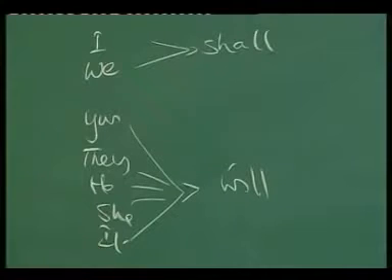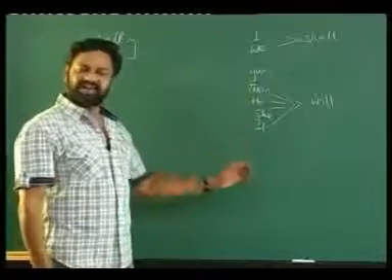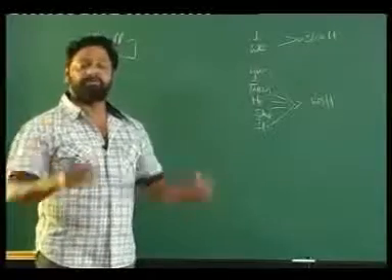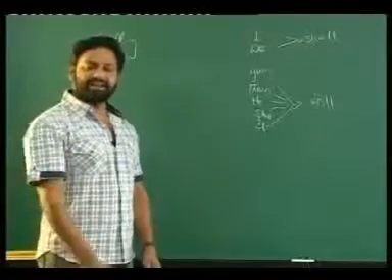So when you are starting the sentence with I and we, we are using the word shall, and for you, they, he, she, we are using the word which is called will. Will and shall, these are the two words used like this to express the actions that are going to happen in the future. And here you may get a doubt.